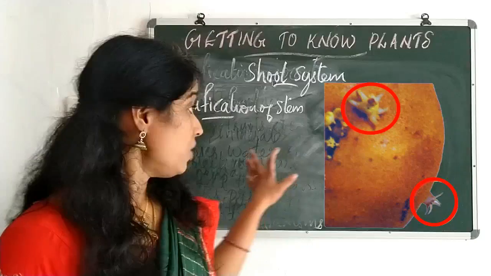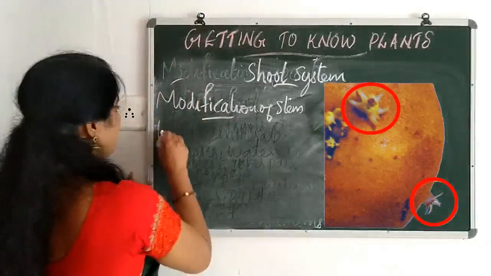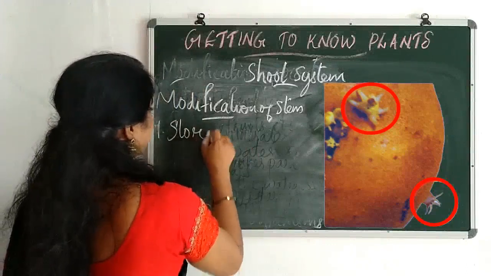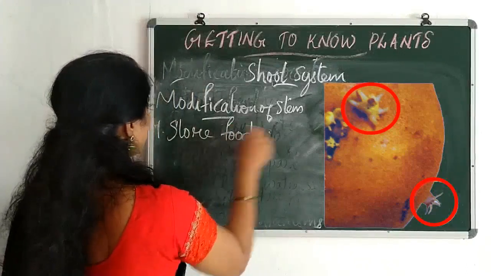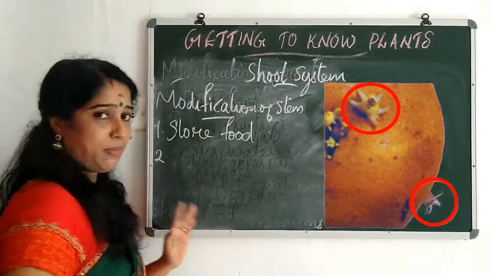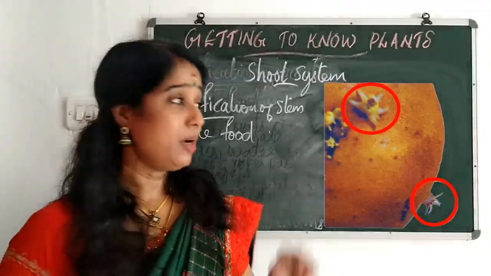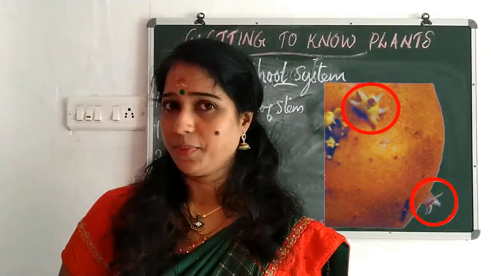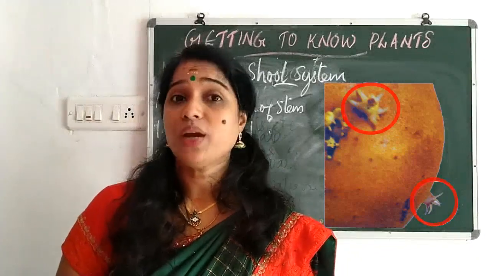So here the first modification is to store food. Stem is modified to store food, example potato, ginger, etc. Clear? And second situation, you know that.